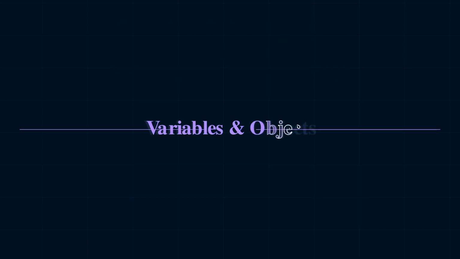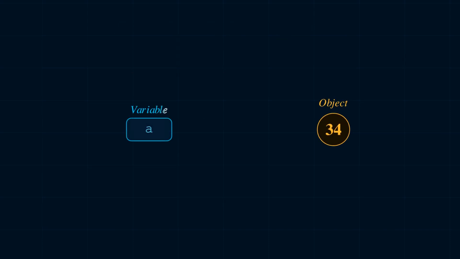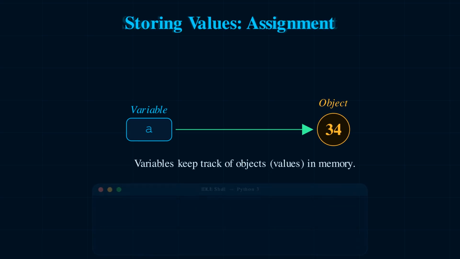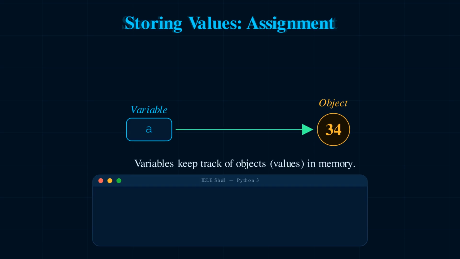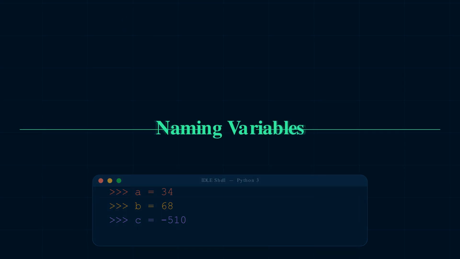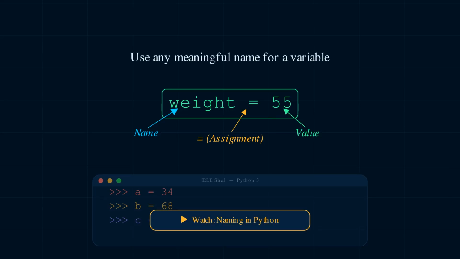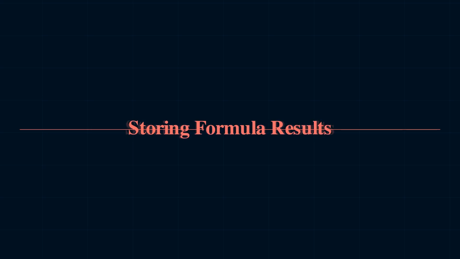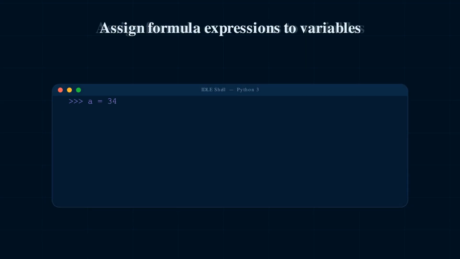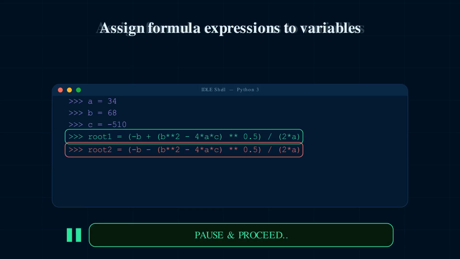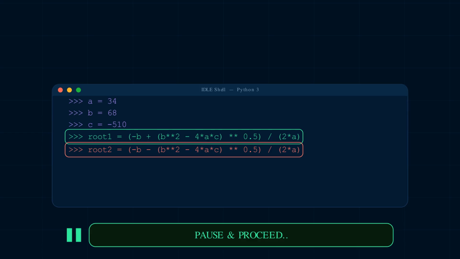Python uses objects for that. And we use variables to keep track of those objects. To store a value, we assign that value to a variable. Just write A equals 34, B equals 68, C equals minus 510. Each variable will have a name. In general, we can use any meaningful names for variables. Let's store values of our formula expressions also. I am using root1 and root2 as names. Now we have written the core of our program.